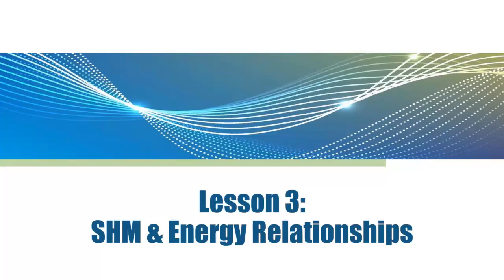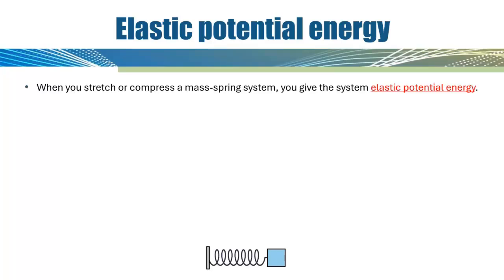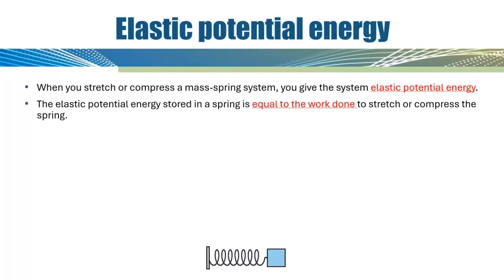In this video, we're going to be looking at the energy relationships of a mass spring system as it oscillates in simple harmonic motion. A mass spring system consists of a mass that is attached to a spring. When you stretch or compress a mass spring system, you give the system potential energy. And this kind of potential energy is called elastic potential energy.